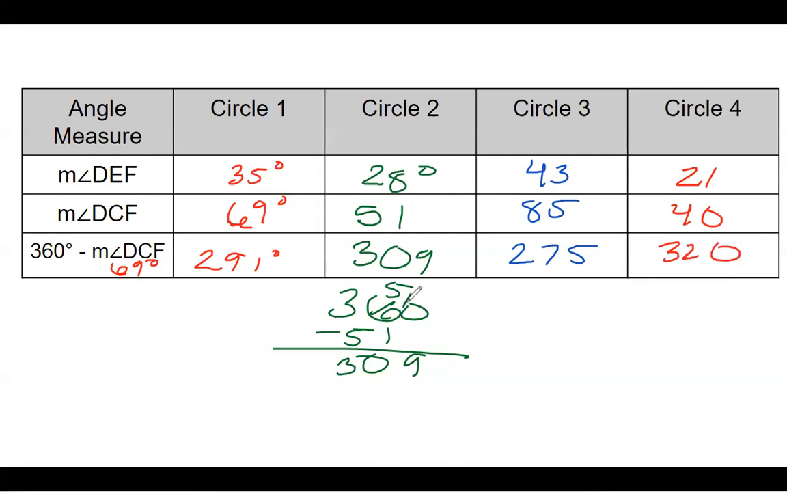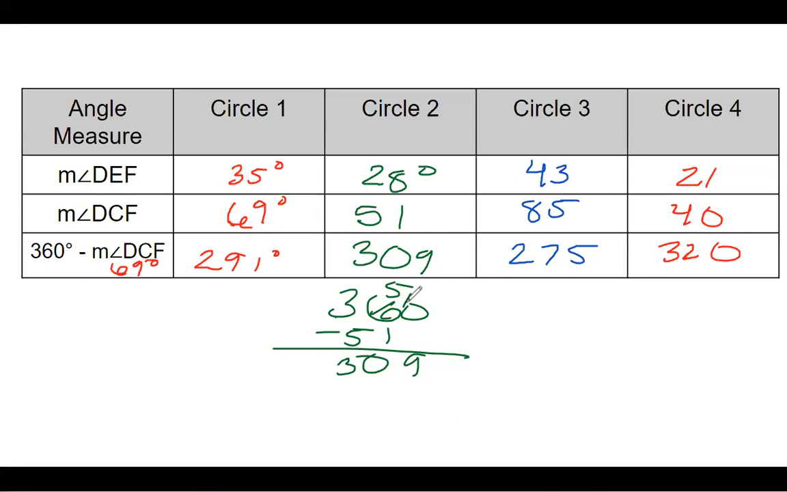All right, let's go ahead and analyze what we have here very quickly. What do you guys see? This is my inscribed angle, DEF. It's the long one that is computed from the arc. What do you guys notice as measurement? 35, 28, 43, 21. They're all small, right? Now, compared to the central angle DCF: 69, 51, 85, 40. The measurements are what? Larger, but how much larger?